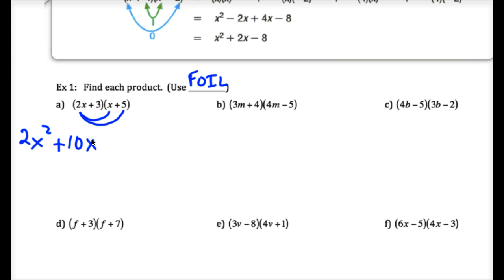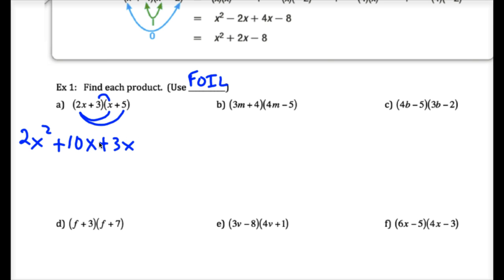What are the two inside pieces? 3 and x. Now I go to the top then, and multiply them together. Give me a sign. Plus 3x. And now the last is the one that gives kids the most trouble, I think.